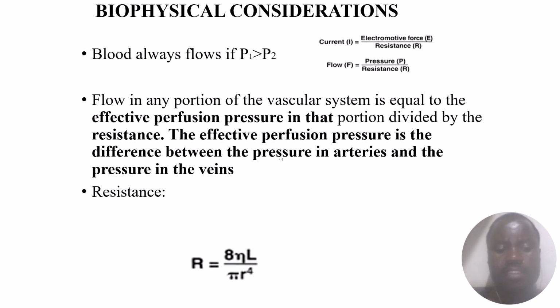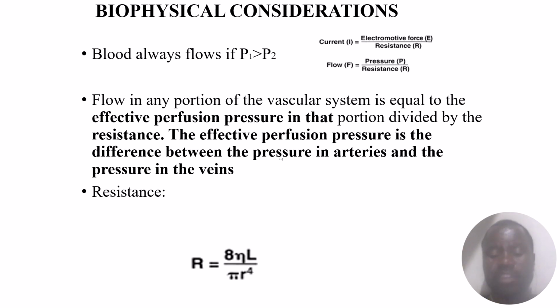So if the viscosity of the blood increases, maybe there's a tumor that is producing a lot of red blood cells in the bone marrow, or a cancer that is producing a lot of white blood cells, the thickness of the blood becomes higher, the viscosity becomes higher, and the resistance will be very high. This can lead to hypertension and things like that. Then the length of the tube: the longer the tube, the higher the resistance.